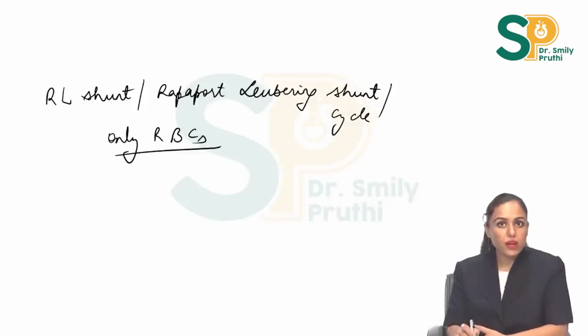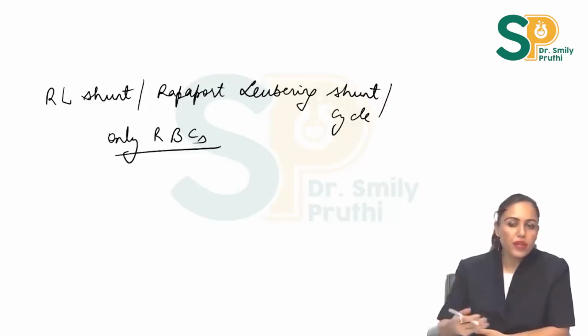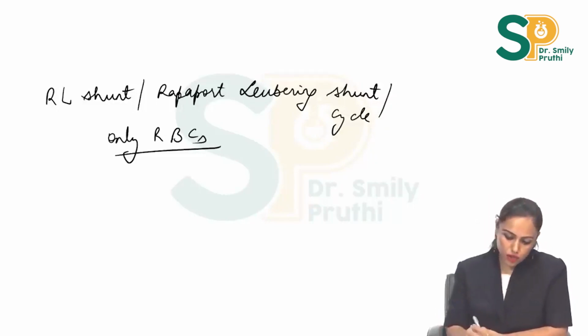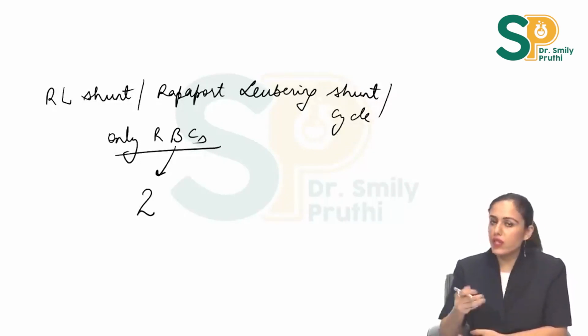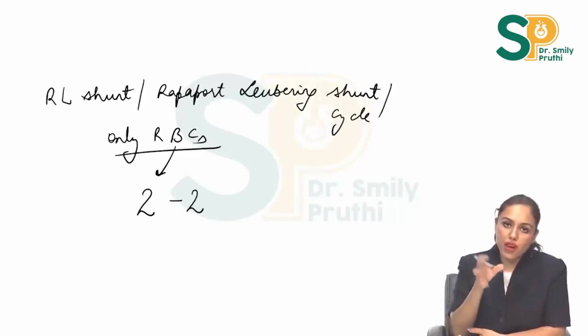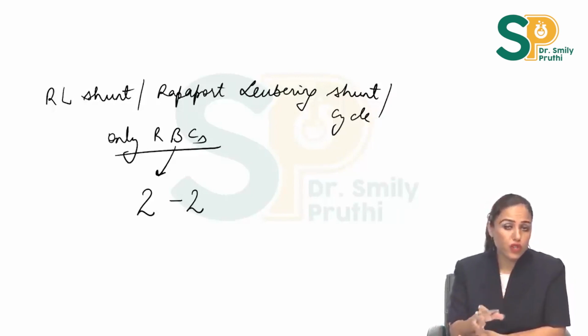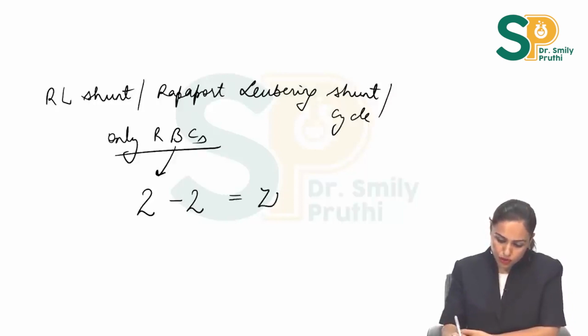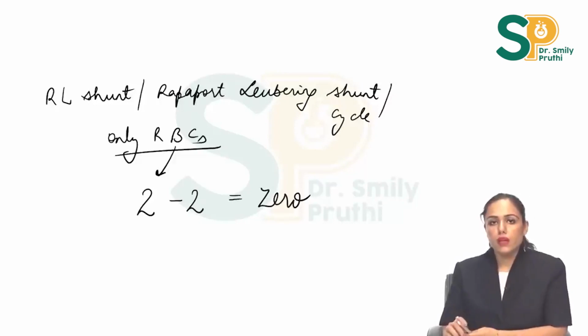When this occurs only in RBCs, so how many ATPs will be obtained in RL shunt? You know, in RBC, ATPs obtained are 2. Be it any case, ATPs obtained are 2. But in RL shunt, we are losing 2 ATPs because the one substrate level phosphorylation step of PG kinase is not occurring in this case. So 2 minus 2 is 0. So the net gain of ATPs in RL shunt is 0.